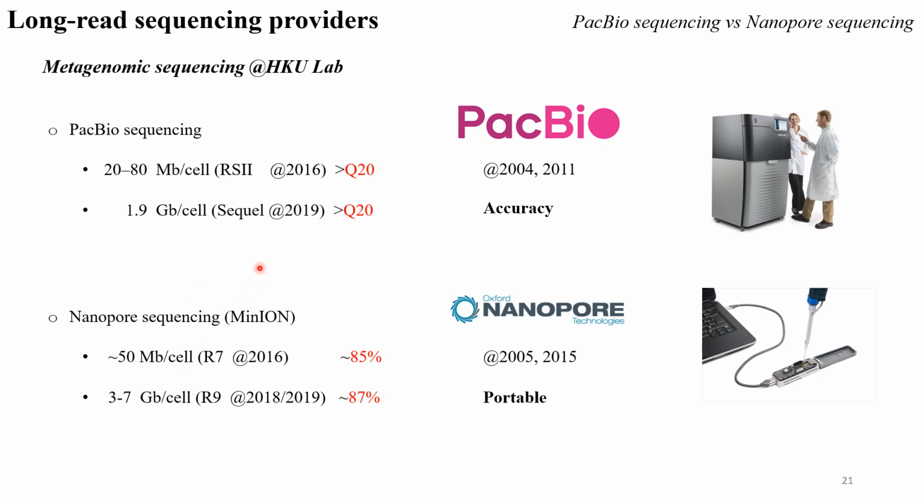Additionally, for metagenomic studies, we also care about sequencing accuracy. PacBio is very famous for its sequencing accuracy, generating long reads with accuracy of more than Q20, comparable with Illumina sequencing. For a long time, Nanopore platforms were plagued by sequencing accuracy, but they caught up very quickly in the throughput.